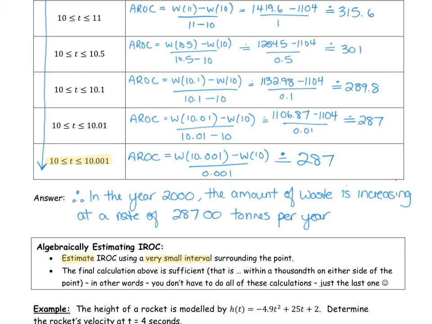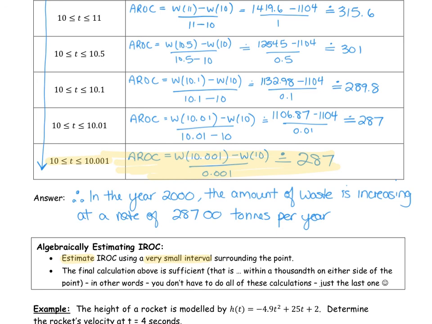Basically what I'm saying is 0.001 on either side of 10, let's say, is close enough. So all we really have to do to find the instantaneous rate of change is this last one. Now, if we're finding the instantaneous rate of change at 10, 9.999, between 9.999 and 10 would also give you the exact same answer. Okay? So I hope that I've shown you that basically by choosing a really, really small interval, we're taking the average rate of change and basically calling it the instantaneous rate of change, or estimating the instantaneous rate of change.